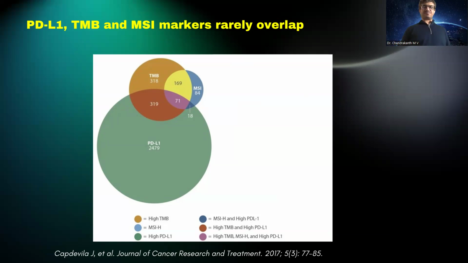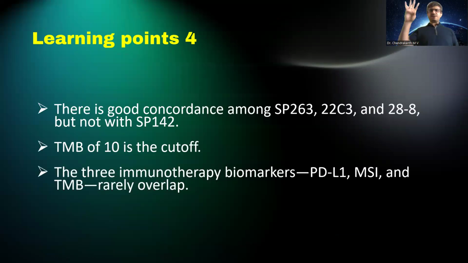Doesn't happen usually. Okay, learning point number 4. There is good concordance among 22C3, 263, and 288, but not with SP142. TMB of 10 is the cutoff. The 3 immunotherapy biomarkers, PDL1, MSI, and TMB, rarely overlap.